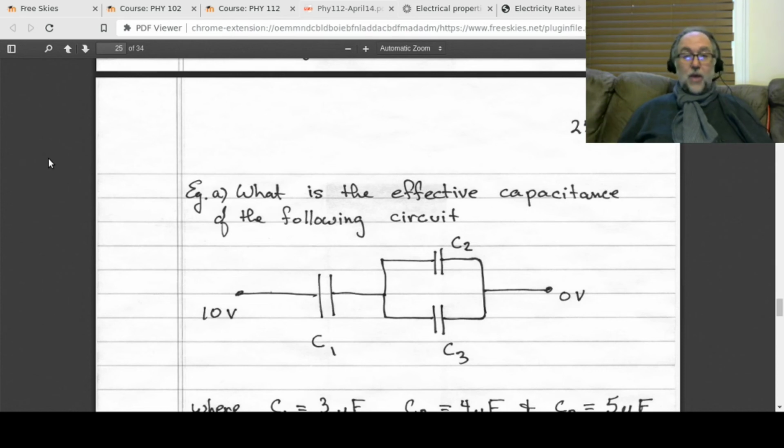We proceed the same way as we did with resistors. We reduce a pair at a time. We have to identify whether anything is purely in series or purely in parallel. You could say C1 and C2, but not really. They're not in series because there's that split in there. I think it's pretty obvious you first have to reduce C2 and C3. They are purely in parallel with one another.